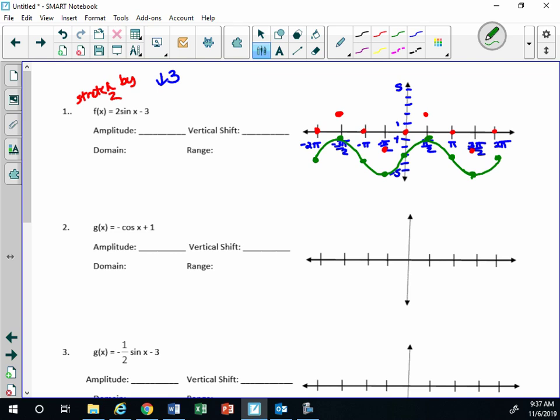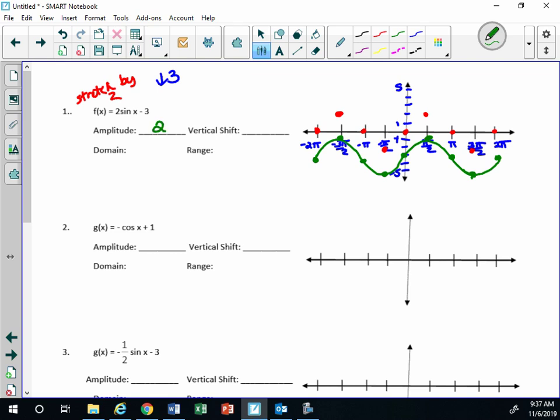Okay. So guys, let's fill in the little parts that I asked you about here. What is the amplitude of this graph? That's the absolute value of A, remember? So what is the amplitude? It's like your vertical stretch. You can do it, guys. 2.